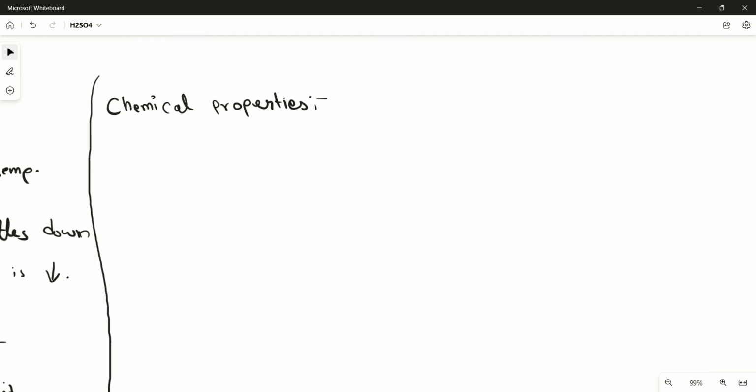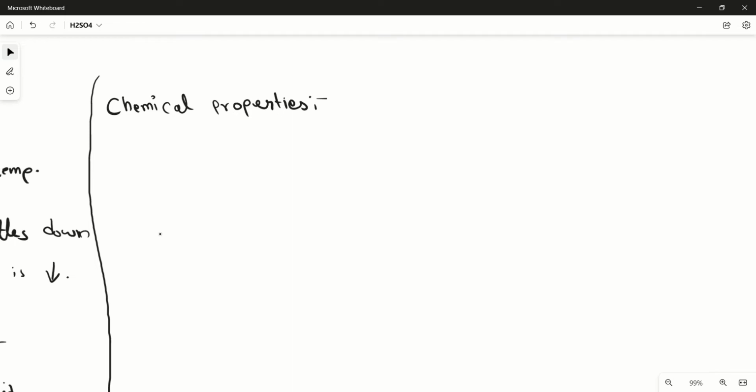It's acidic in nature. What does that mean? Sulfuric acid acts as an acid when dilute. Acidic properties of sulfuric acid are due to the presence of hydronium ions formed when H2SO4 dissociates in an aqueous solution.